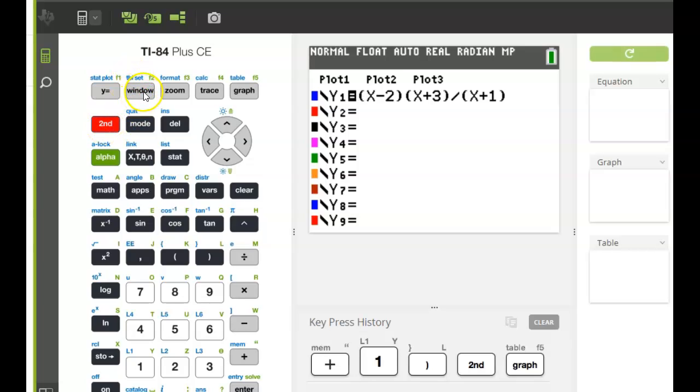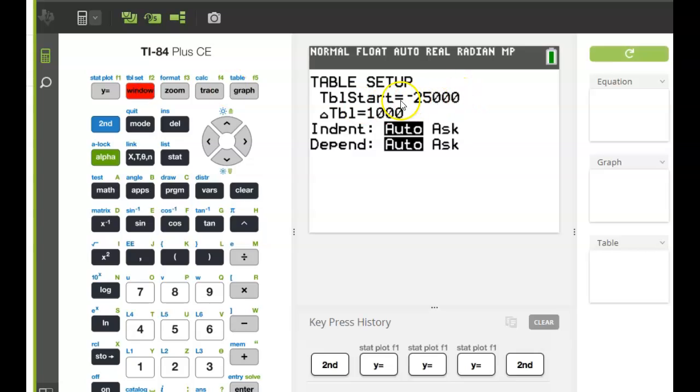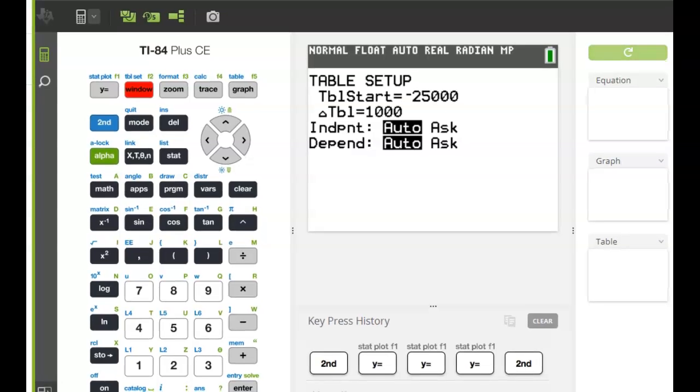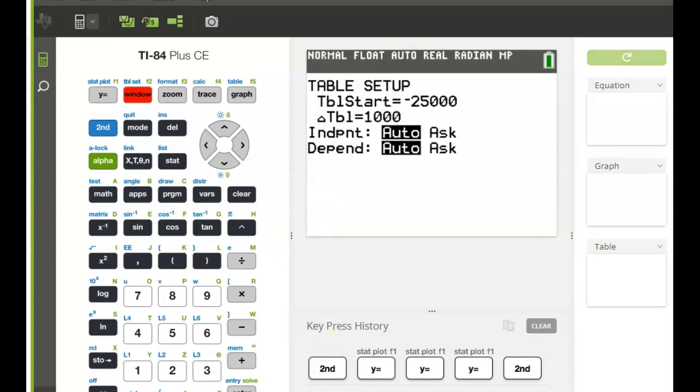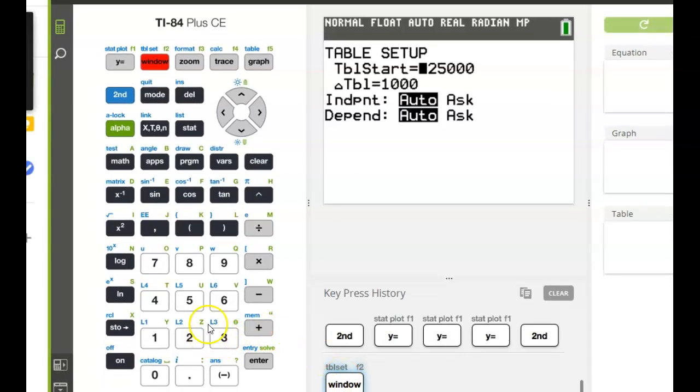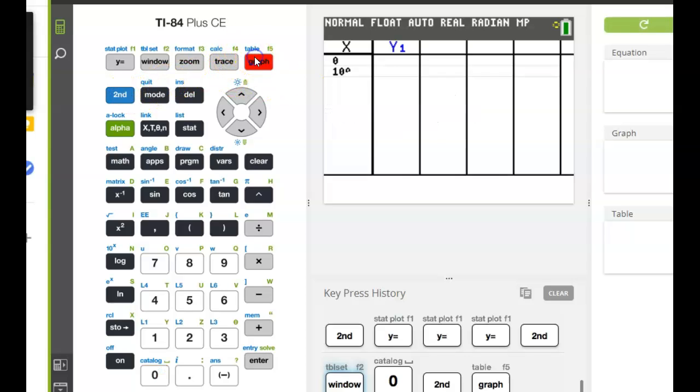So I'm going to go second window. And I don't want it to start really low. I might want to start high because I want to go towards positive infinity. If you want, you can put 0 though. I'm having a lot of issues today with technology. So maybe I just want to start at 0 and I want it to go up by 1,000. Then I'll go second table.